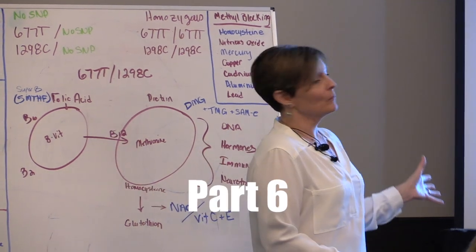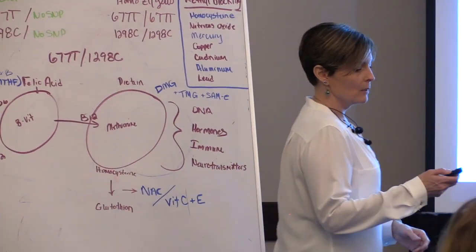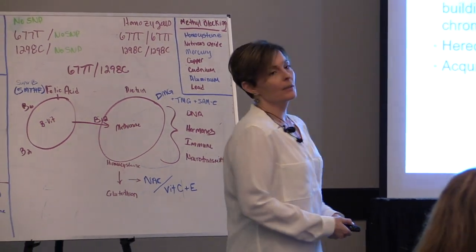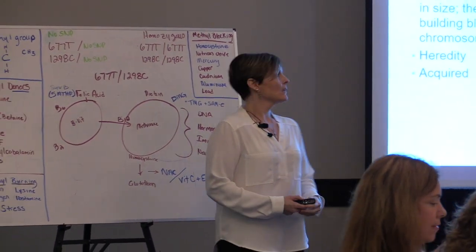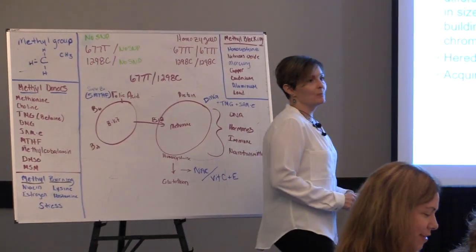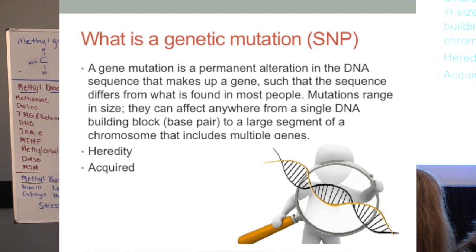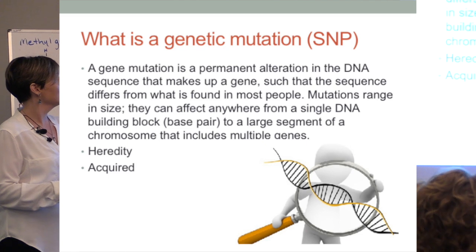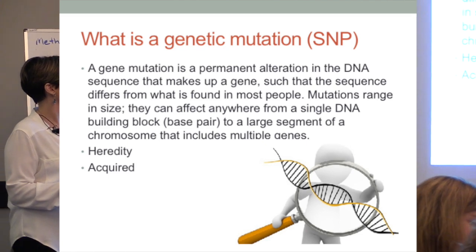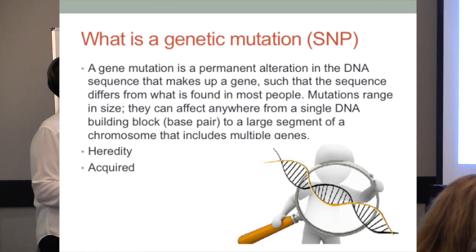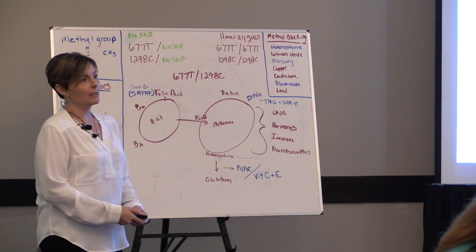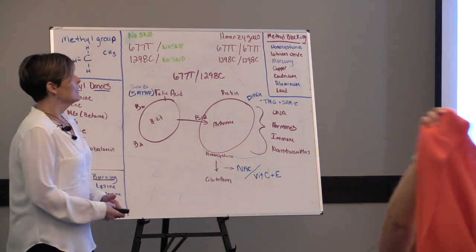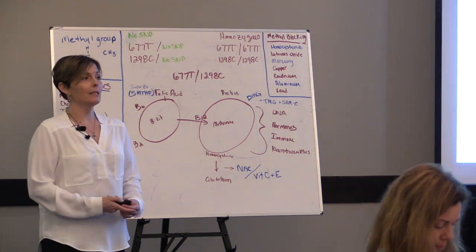Okay. So we reviewed when we left for lunch. We're going to move into now what are the genetic mutations specifically. So a genetic mutation, or an SNP, which they call a SNP, so you can have a snippet or a SNP. The gene mutation is a permanent alteration in the DNA sequence that makes up a gene, such as the sequence difference that is found in most people. Mutations range in size. They can affect anywhere from a single DNA building block to a large segment of the chromosome that includes multiple genes. So it can be one, it can be several. These are acquired and they're hereditary.